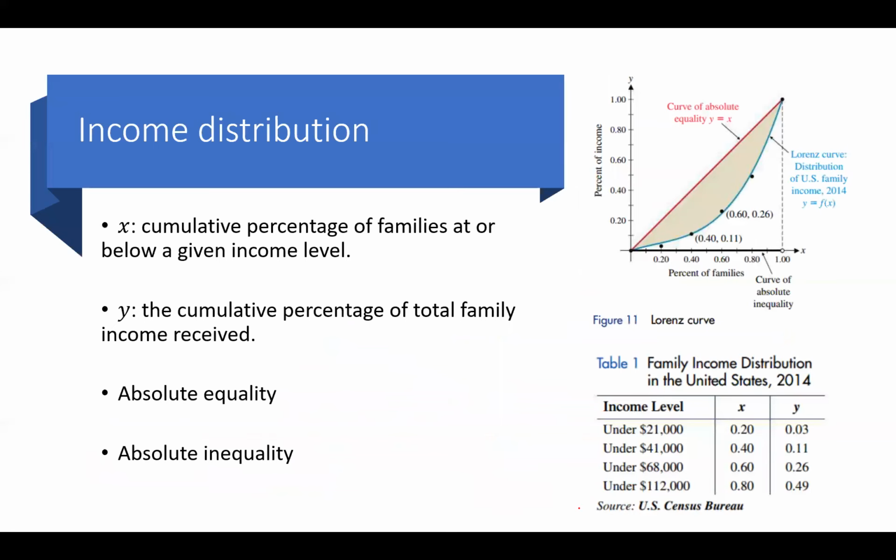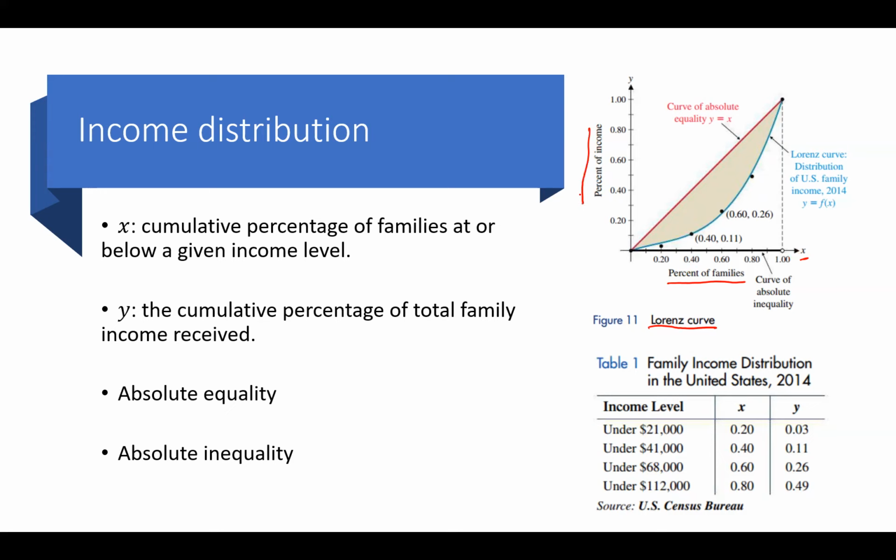All right, and let's look at income distribution. We want to focus on the Lorenz curve. What does this curve mean? This is actually the basis for calculating the Gini index. This curve describes the level of equality or inequality. Let's look at the x-axis. The x-axis represents the percentage of families, and the y-axis represents the percentage of income.